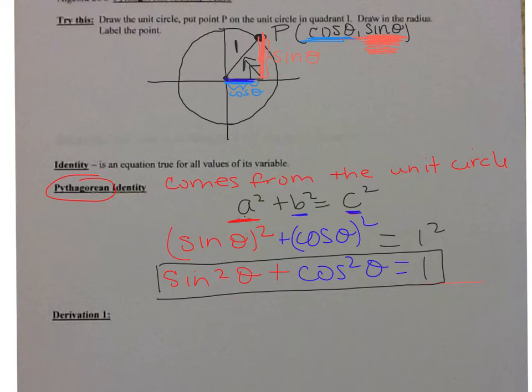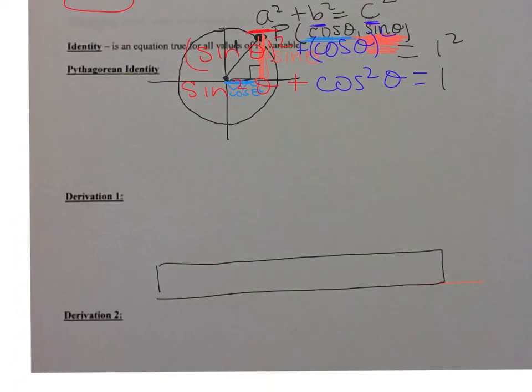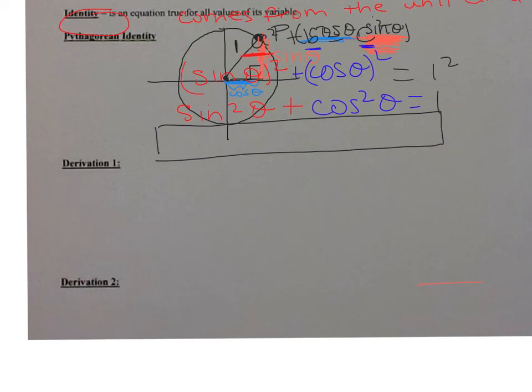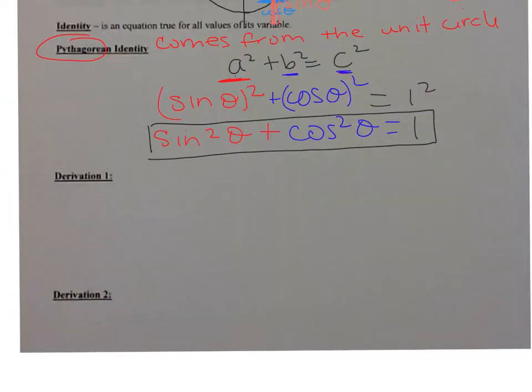Okay, so now, from the Pythagorean identity, sine squared theta plus cosine squared theta equals 1, there are other identities that come from this. So we're going to talk about derivation number 1. So just rewrite the identity, sine squared theta plus cosine squared theta equals 1. And one of them comes from dividing everything by cosine squared theta. So divide by cosine squared theta.